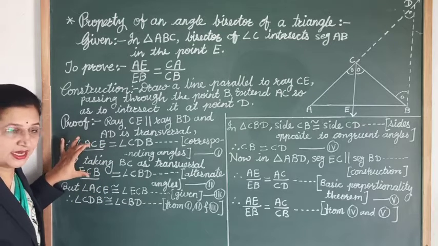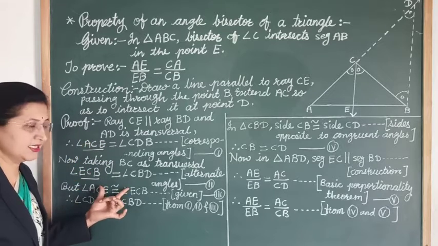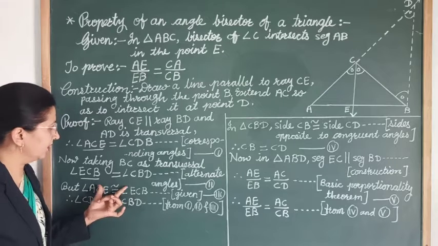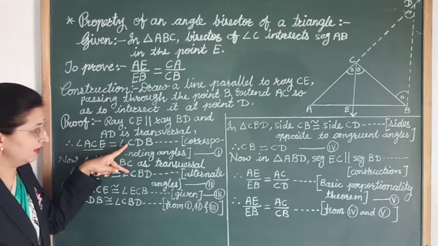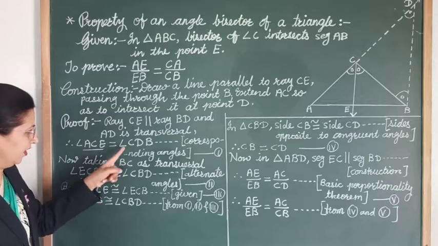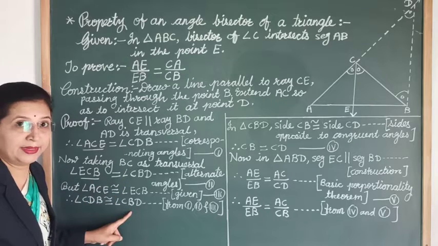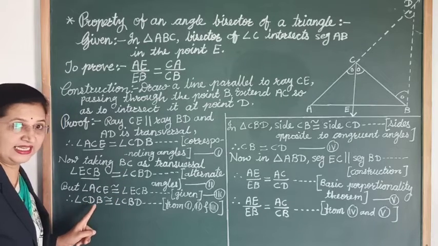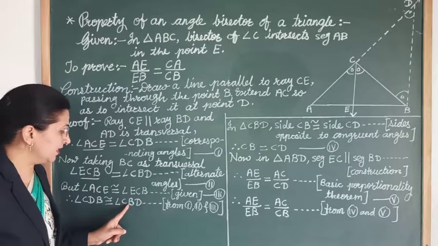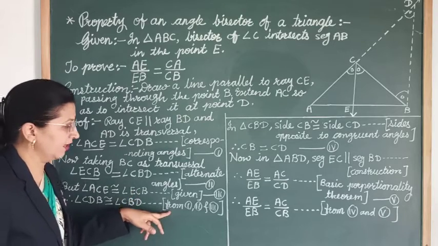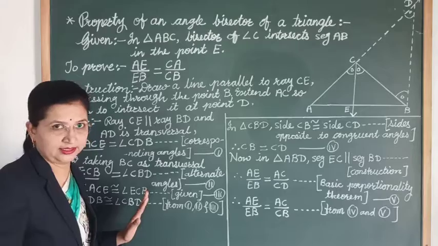So here for first and second, as their LHS are equal, therefore RHS are also equal. That is, angle CDB is congruent to angle CBD. So here from first, second and third.